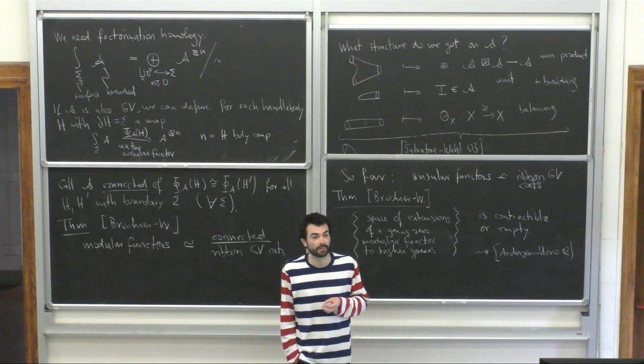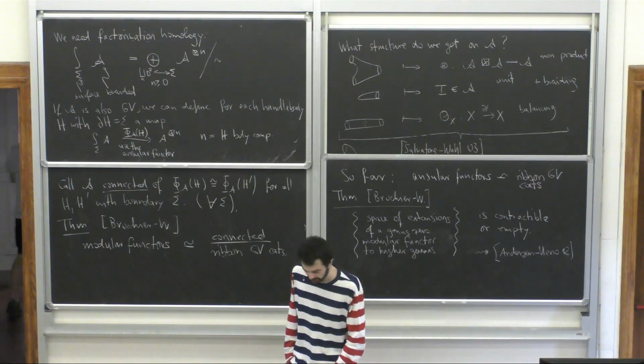In Lyubashenko's case, this coend has a lot of structure, so it's a Hopf algebra in the center. What happens in the non-semisimple case? Can you maybe read off connectedness from this object or something?